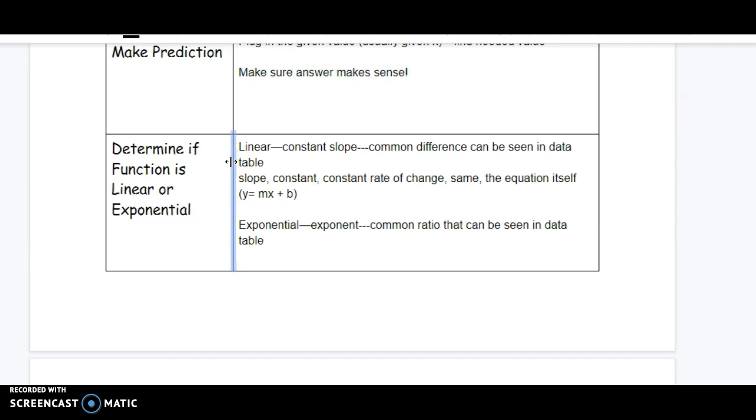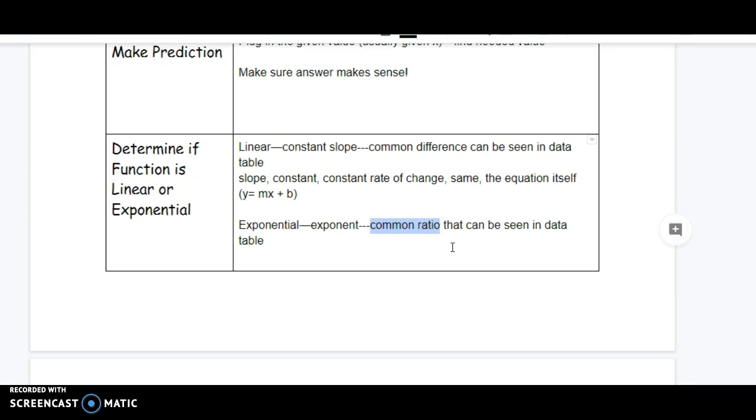Here, I want to determine if a function is linear or exponential, and we already talked about this as far as seeing, does it have a constant slope, which would give me a common difference that I can see in the data table, or does it have a common ratio? So again, if I'm looking at the graphs, it's pretty easy to know, is it a straight line or do I see exponential growth or decay?